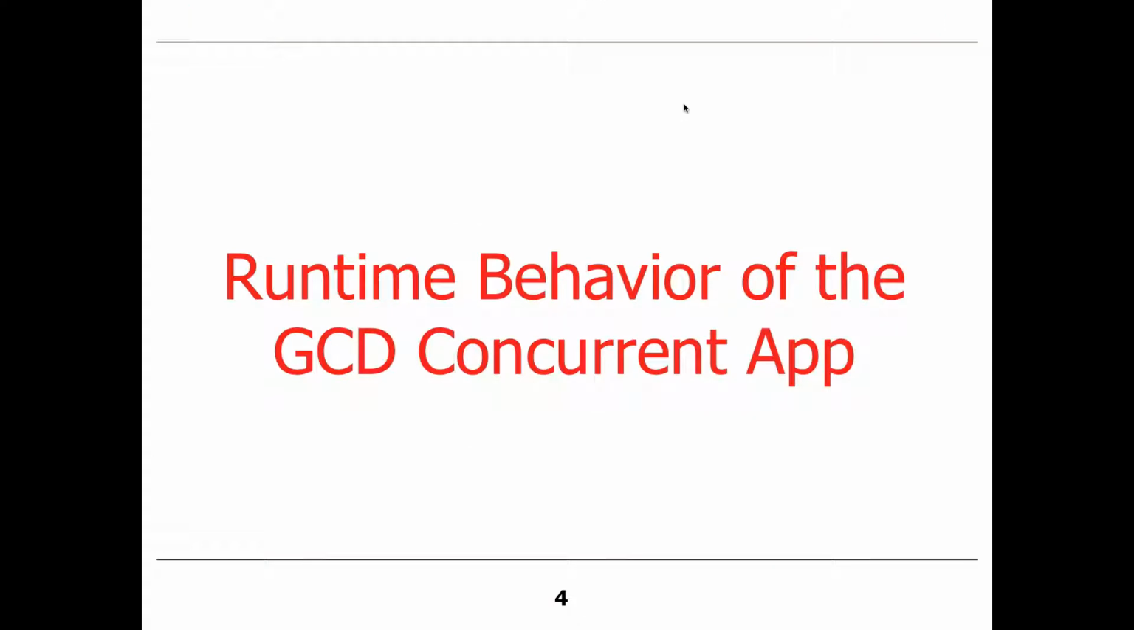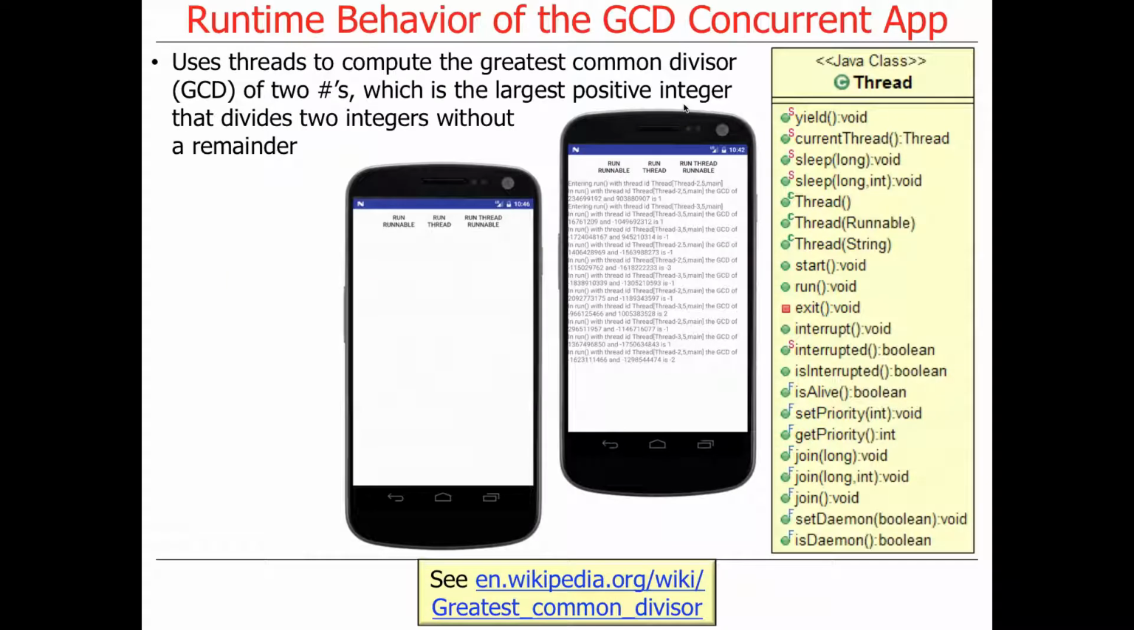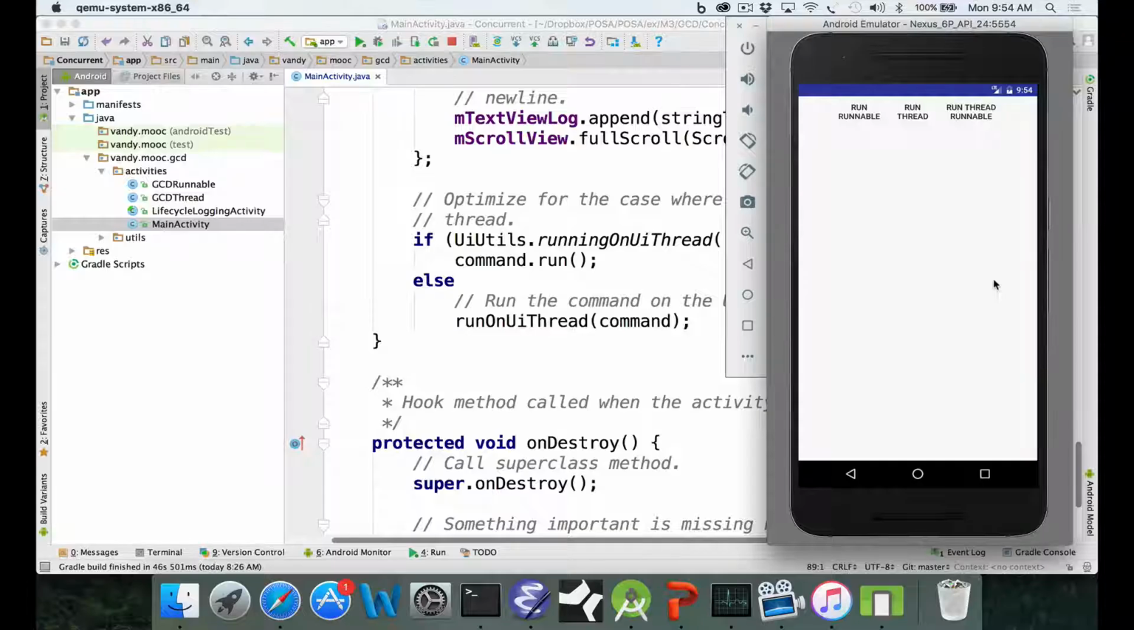First, just give a quick overview of the runtime behavior of the GCD Concurrent app. This app uses threads to compute the greatest common divisor, or the GCD, of two numbers, which is defined as the largest positive integer that divides two integers without a remainder. And you probably already know what a GCD is, but in case you forgot, you can take a look at this link. So I launched the program.